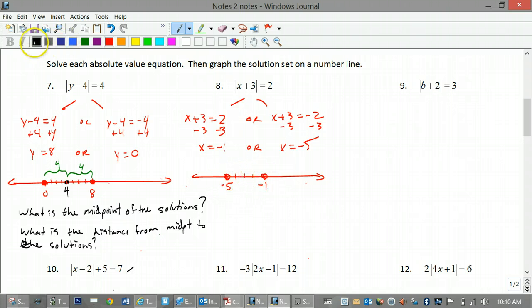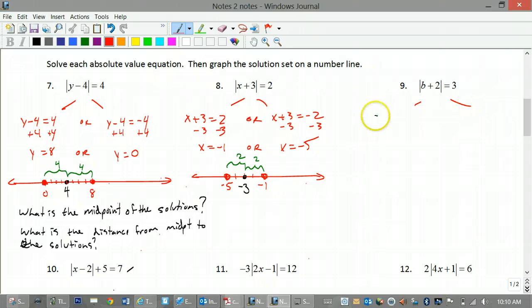All right, let's ask those same 2 questions. Where's the midpoint between negative 5 and negative 1? Just say it. Negative 3. Yep, negative 3. What's the distance between that midpoint and one of the solutions or the endpoint? 2. Okay, let's do it again.